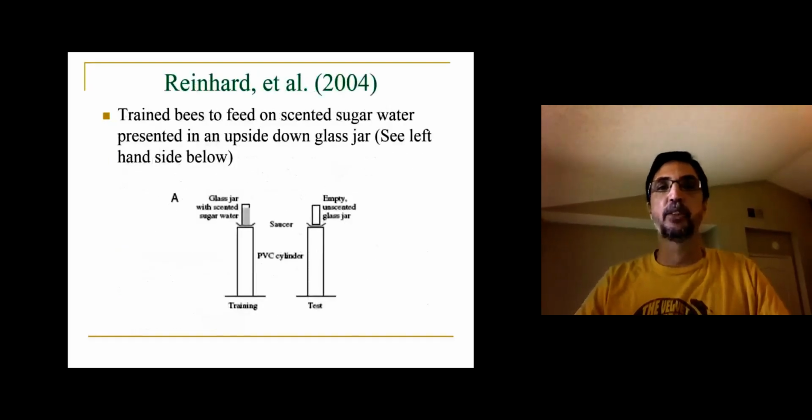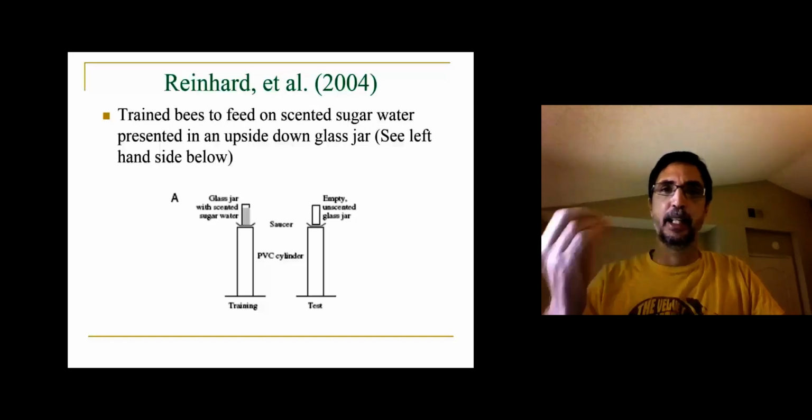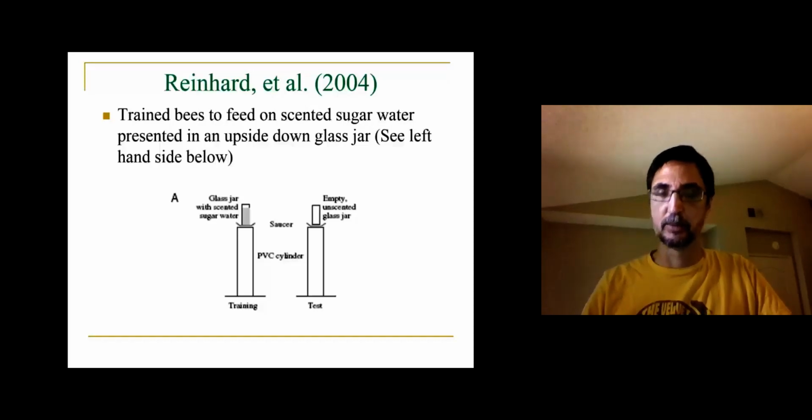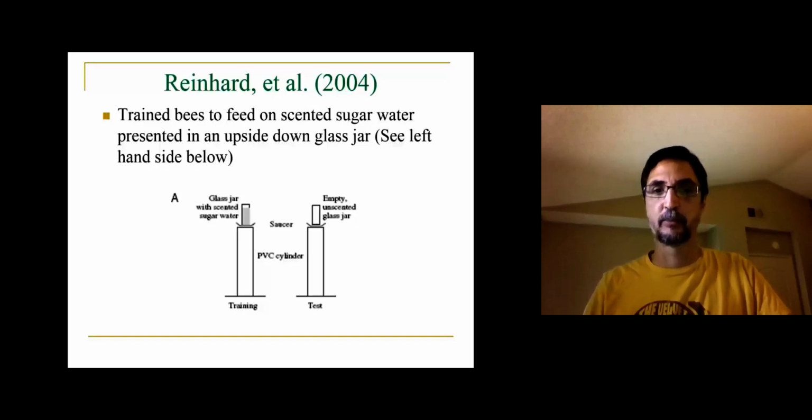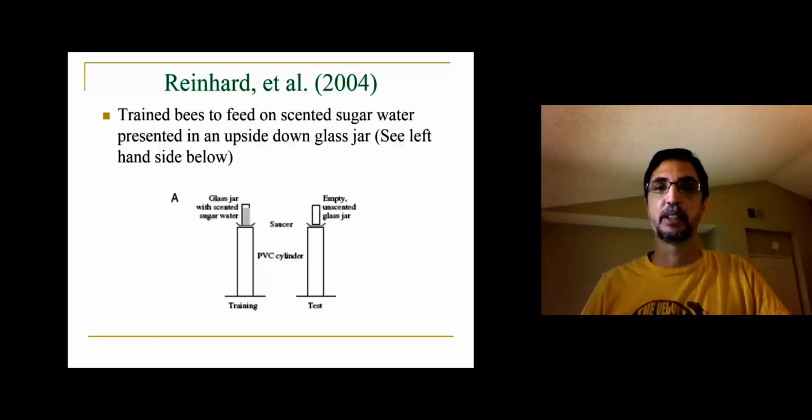So in this study, they trained bees to feed on scented sugar water that was presented in an upside-down glass jar. The general idea is represented in this figure. The one on the left would be the glass jar that's used during training. The water is scented. It's sugar water, which the bees go crazy for. And it had a particular scent infused into the water. During the test phase, the jar that was used was always empty and unscented.